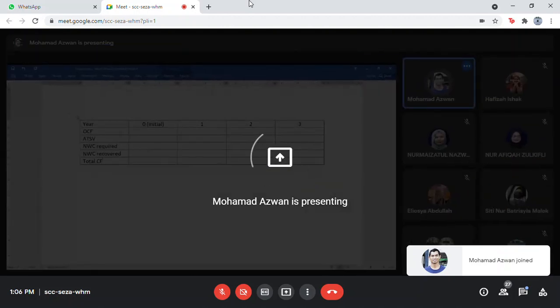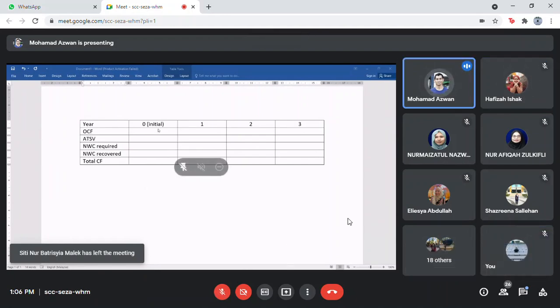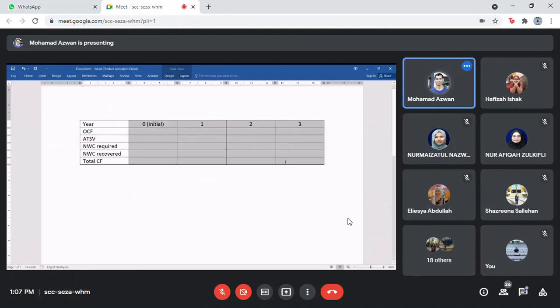Okay, can you see the table? Yes, sir. I want you to prepare a table like this. We have 4 columns for 3 years, starting with year 0, the initial year, then year 1, 2, and year 3. And then we have rows for OCF, operating cash flow, and ATSV, after-tax salvage value. And then we have net working capital required and net working capital recovered. And the last row is total cash flow for every year. Have you prepared the table?